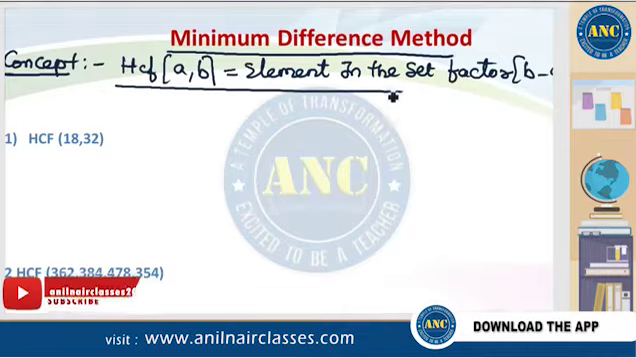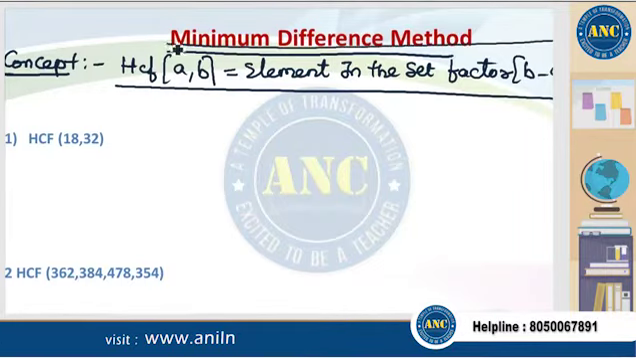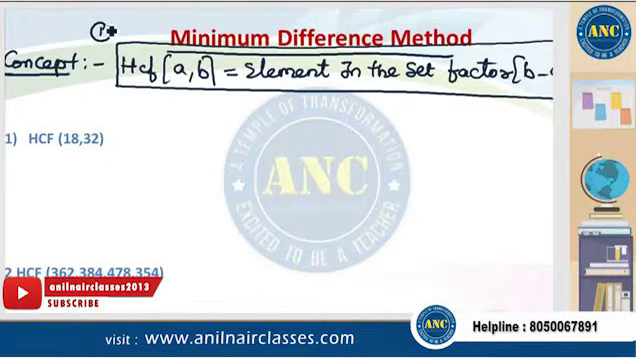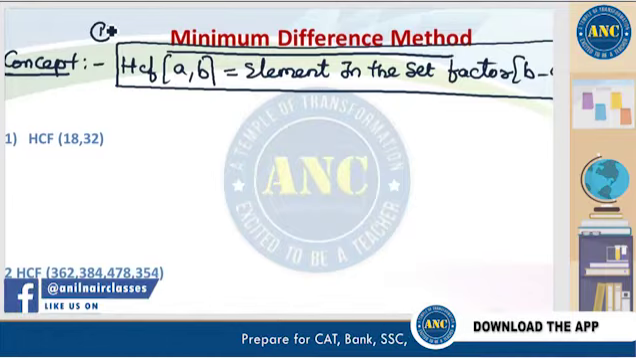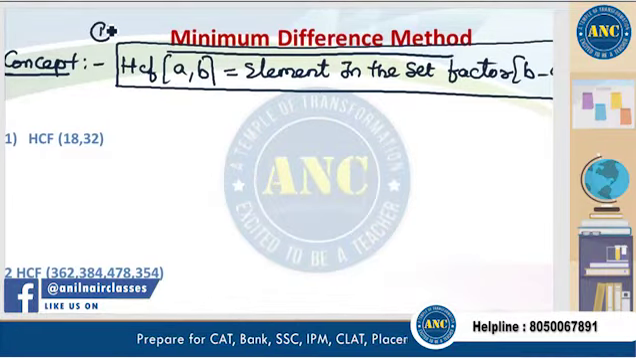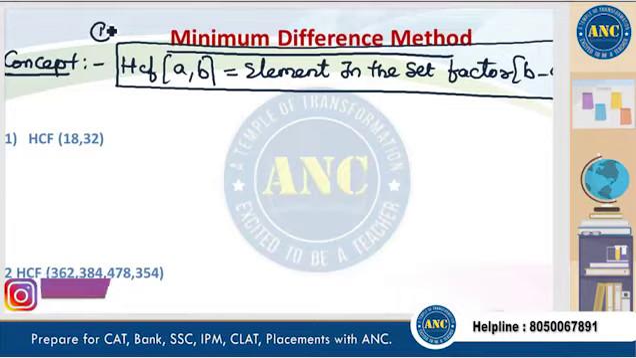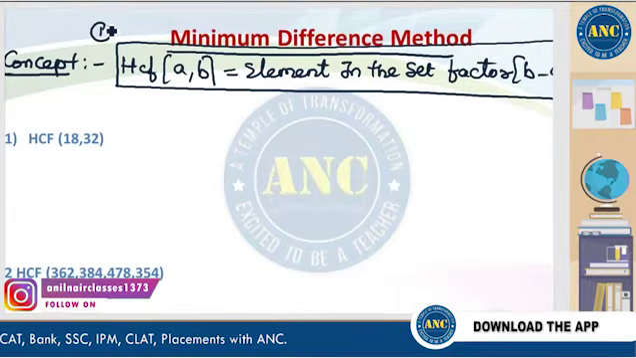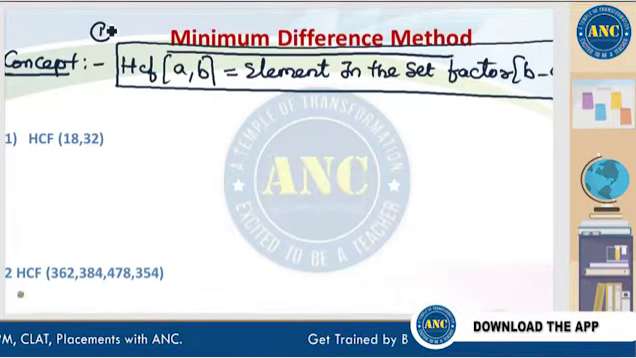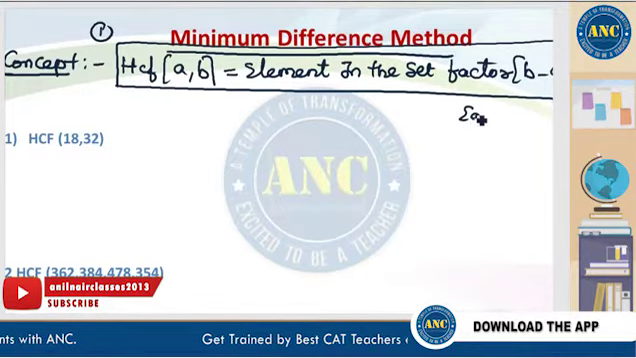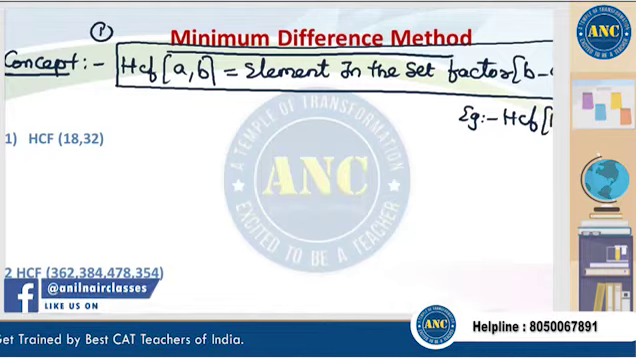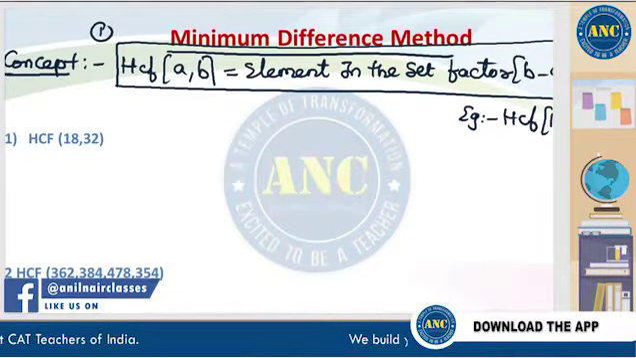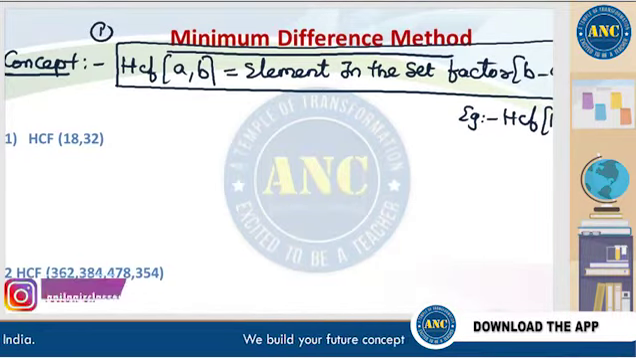HCF of any two numbers, the answer is an element in the set factor of B minus A. For example, HCF of 15, 25.